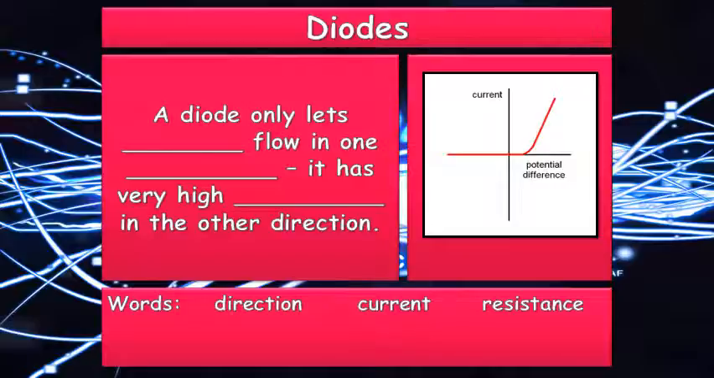Okay, so welcome back. So a diode only lets current flow in one direction. It has very high resistance in the other direction, so current does not flow in that direction. And there we have a potential difference of 0.6 volts.